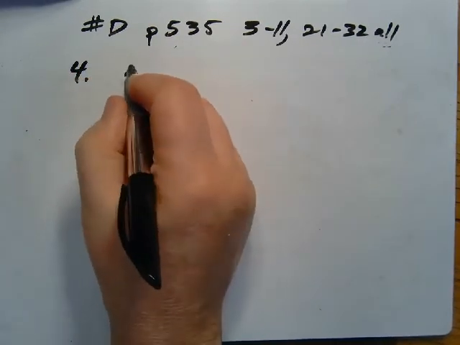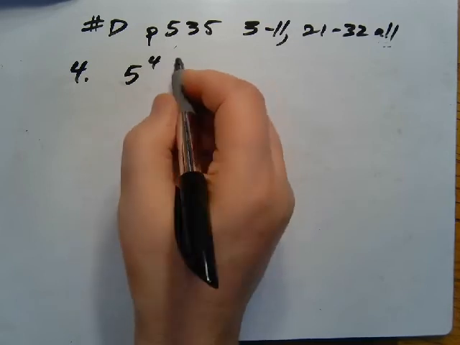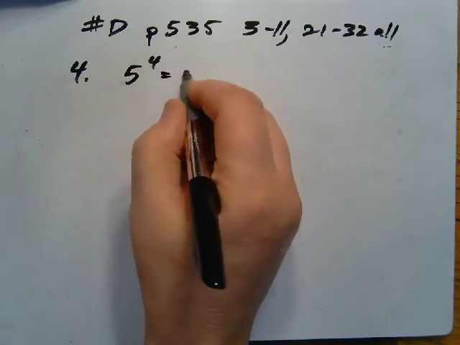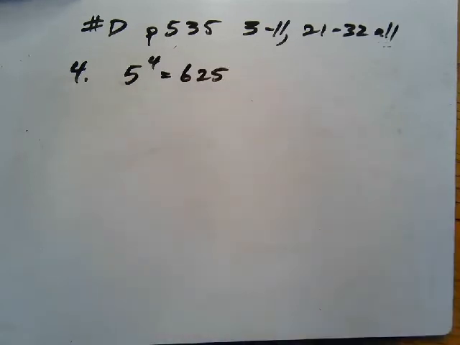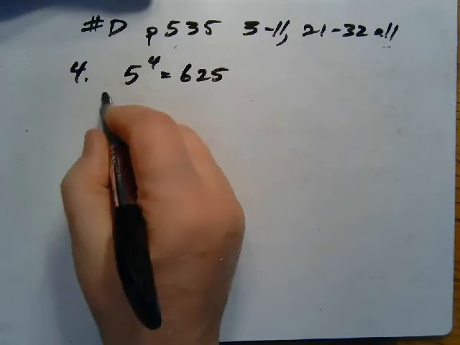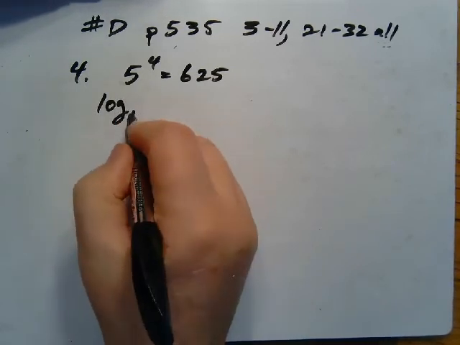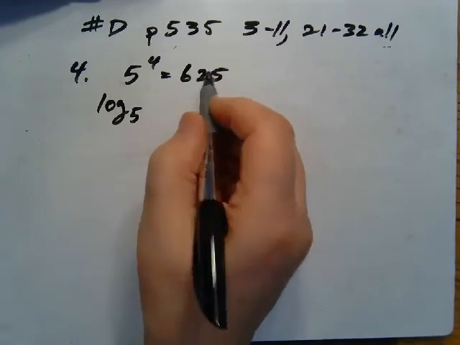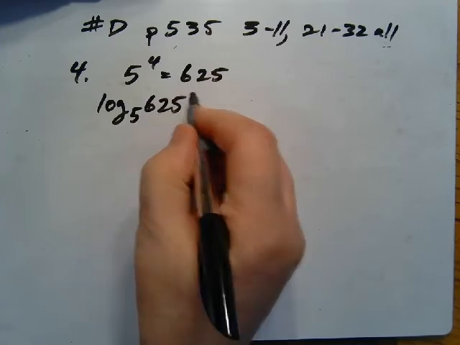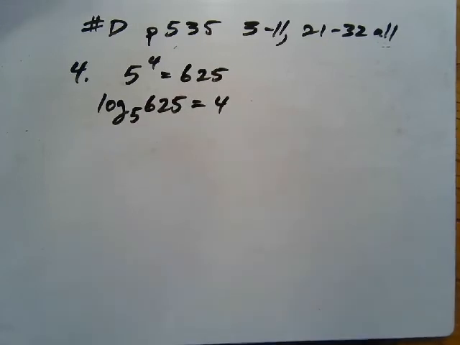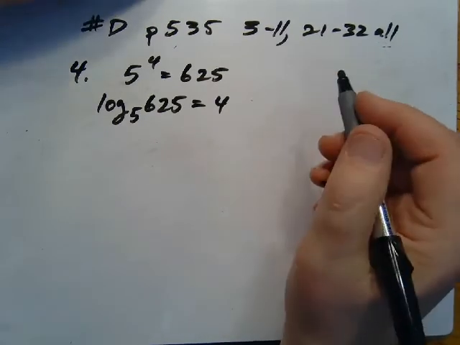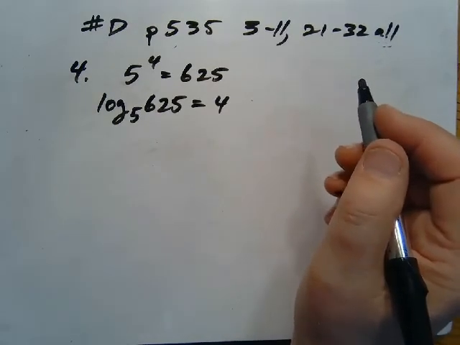The instructions for number 4 say, write each equation in logarithmic form. Okay, so we're going to just practice now that habit of moving things where they go. All right. Log, well, what's the base? The base is 5. What's the result? Well, it's over here. And what's the exponent? It's 4. That's all you have to do is write it so that it's in logarithmic form. Let's do another one. How about number 5?